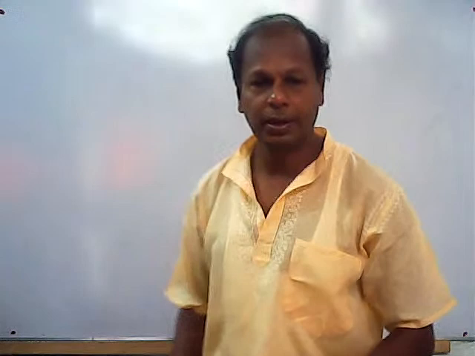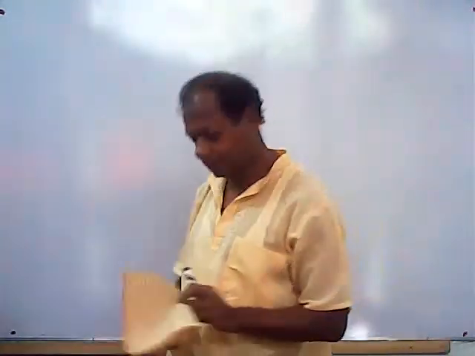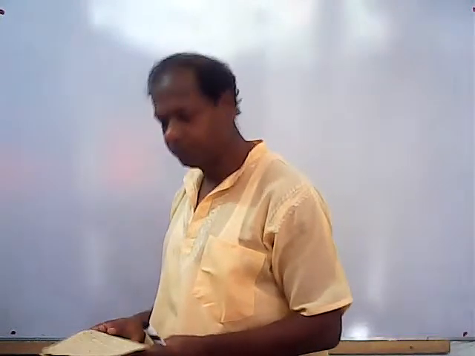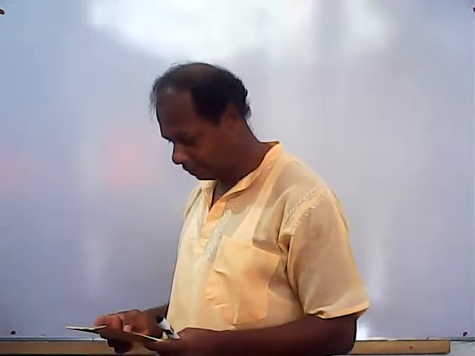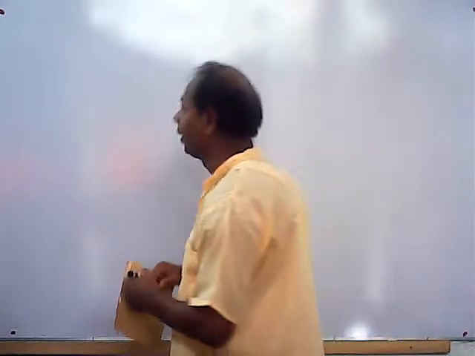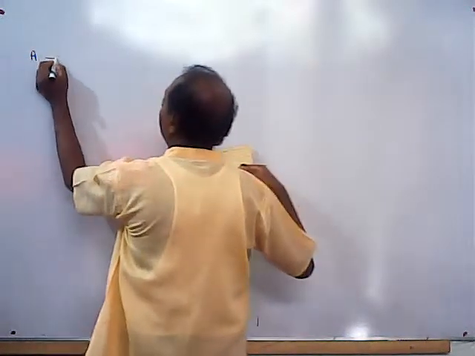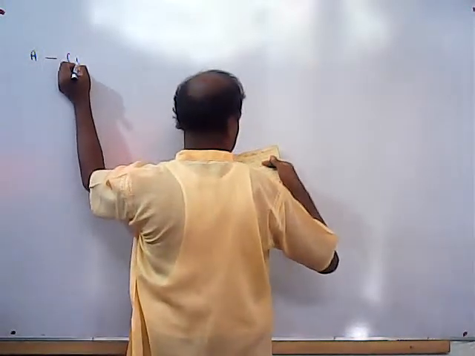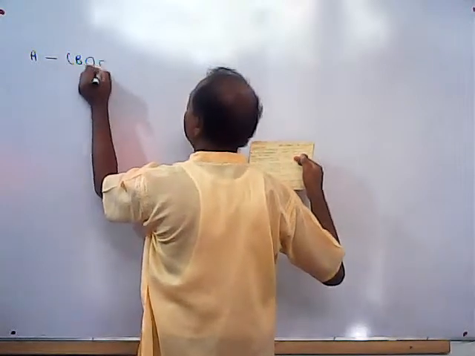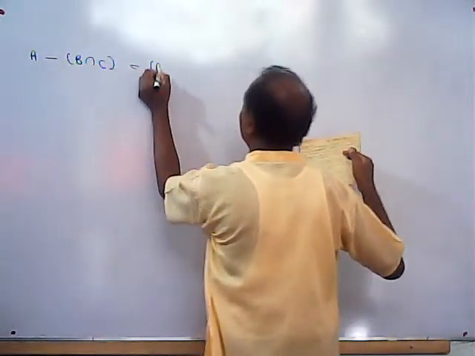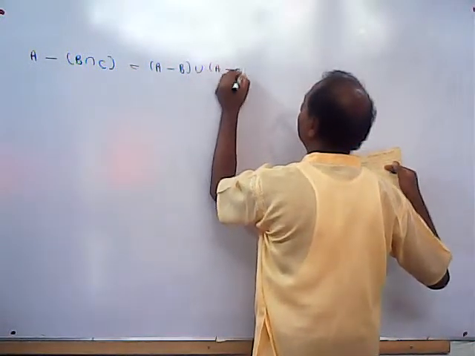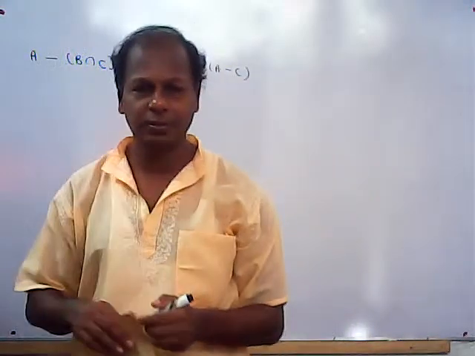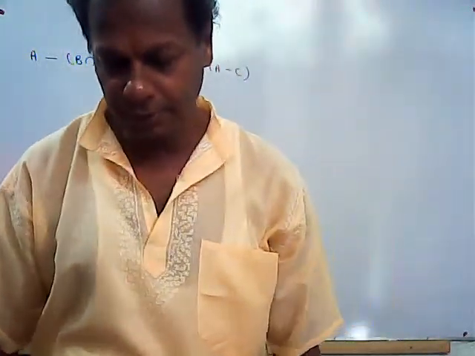Hi, the last question I gave is this. I gave 3 identities to prove in set theory, right? The third is this: A minus B intersection C. You have to show that it's equal to A minus B union A minus C. This is something very easy. So anyway, let's discuss it, work it out.